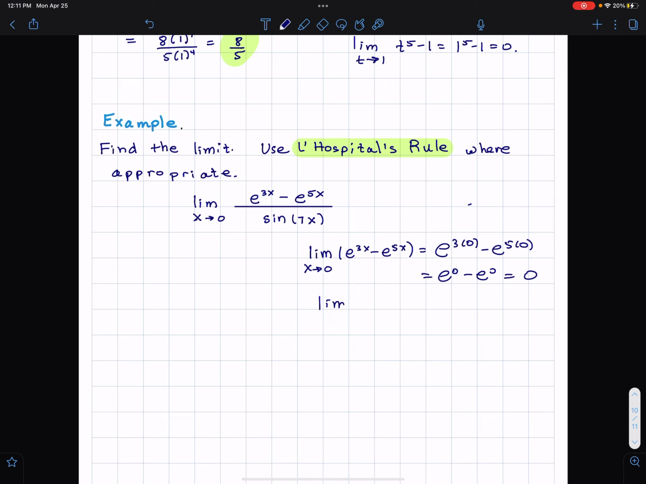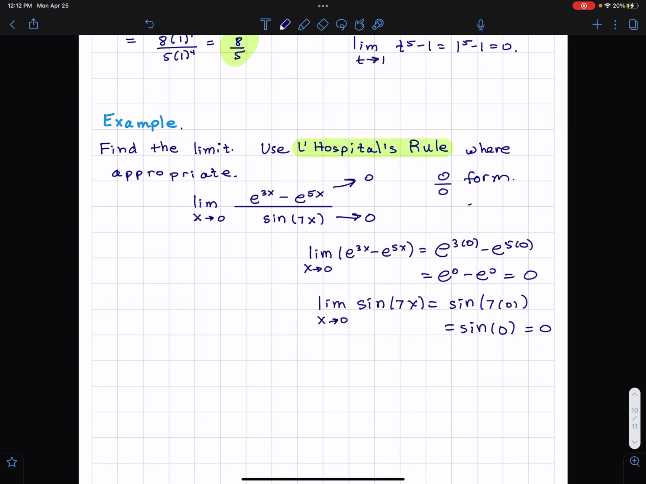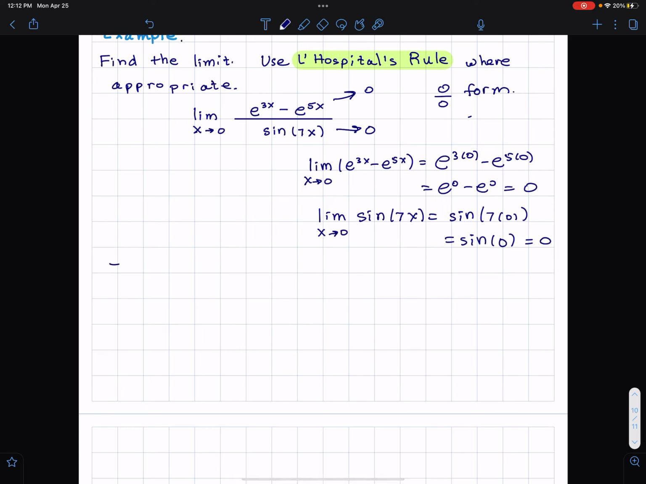On the other hand, if I look at the denominator of this fractional expression, I have the limit as x approaches 0 of sine 7x. Once again, I can plug in x is 0 because sine is a continuous function. So I have sine of 0. Sine of 0 is equal to 0. So the numerator approaches 0. The denominator approaches 0. This is a 0 over 0 indeterminate form, which gives us a green light to use L'Hopital's rule.